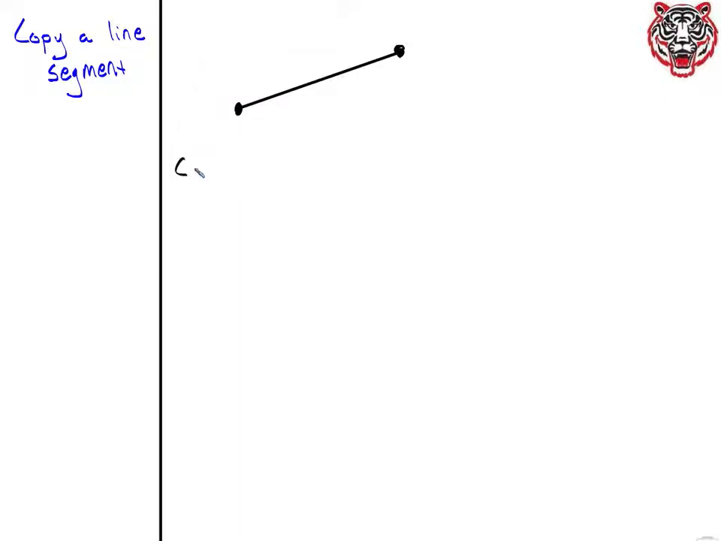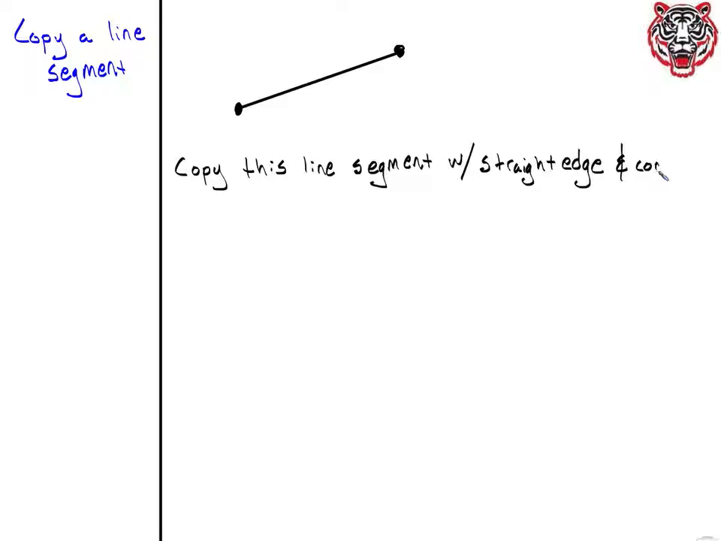I want to copy this line segment only using a ruler, or not a ruler, I'm sorry, straight edge and a compass. Straight edge and compass. All right, so you do your best. How are you going to do that?